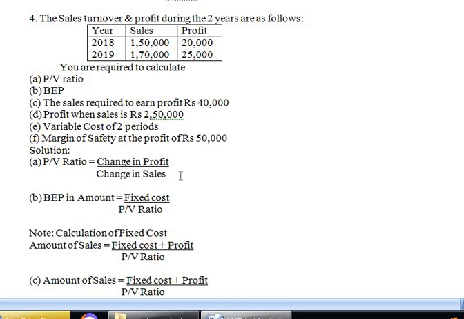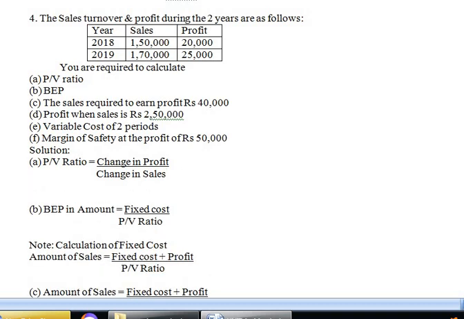Now write down the formula. PV ratio is equal to change in profit divided by change in sales. Change in profit: profit for the year 2018 is 20,000 and profit for the year 2019 is 25,000. How much has it increased? 5,000. So the difference between the profit of both years is 5,000, so change in profit is 5,000.